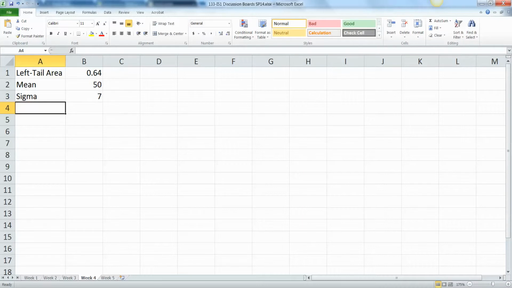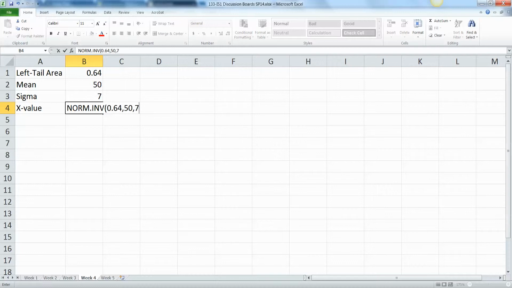So the x value is equal to, I'm going to type it up first, norm.inv of 0.64, comma 50, comma 7.